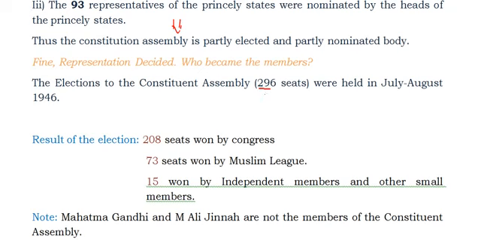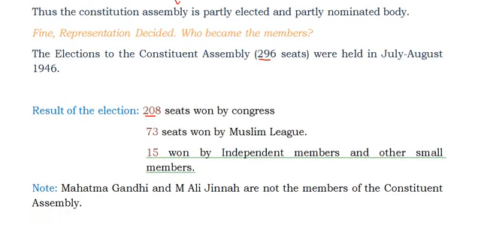Out of this 296, 208 seats were won by the Congress and 73 by the Muslim League, and 15 seats were won by independent members and some other small groups. One important thing we need to note here is that Mahatma Gandhi and Muhammad Ali Jinnah were not members of the Constituent Assembly.